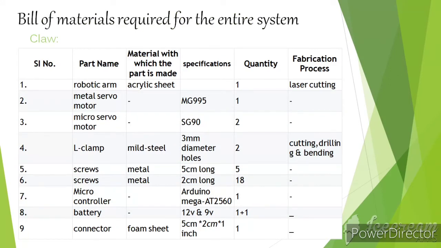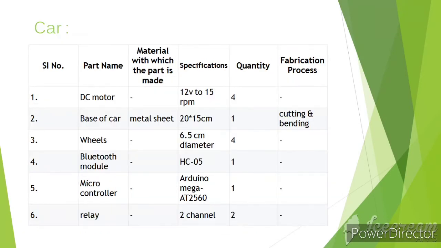First, to build the robotic arm and the claw, for the framework we need acrylic sheets. And to move it, we need 3 servos, one metal servo and 2 toy servos, one L clamp to join the robotic arm to the car, screws for attachment. Then we need an Arduino to control the input, battery for the power supply, and connector to join the claw to the robotic arm.